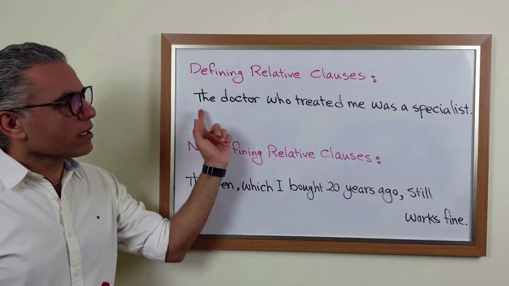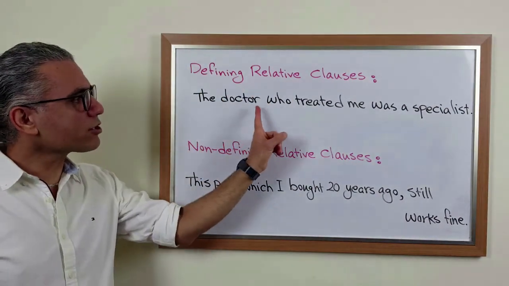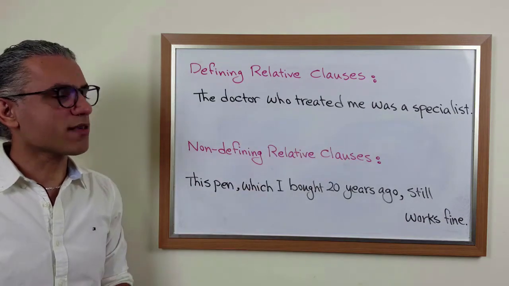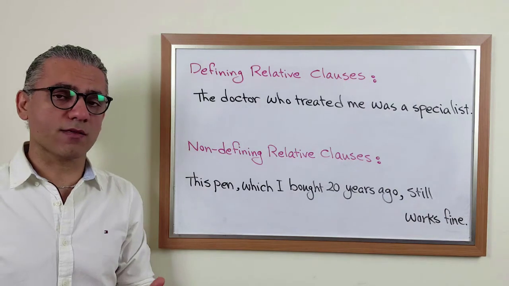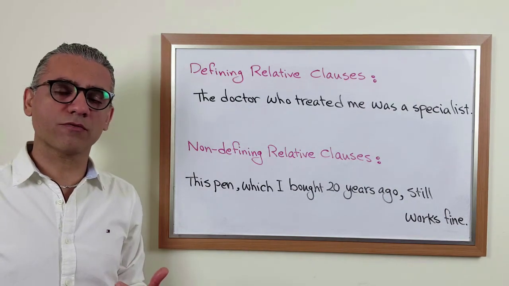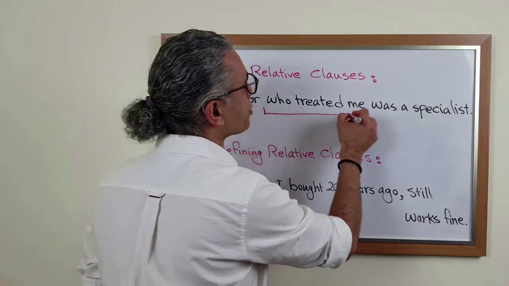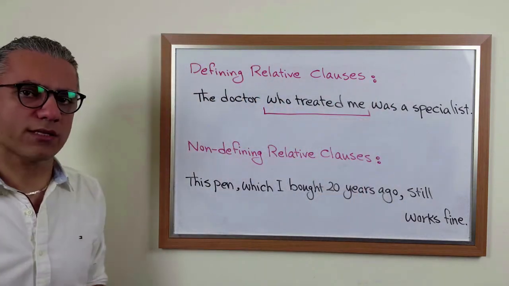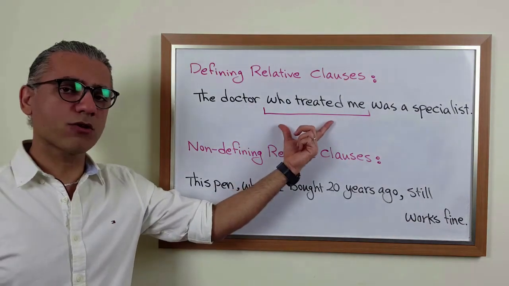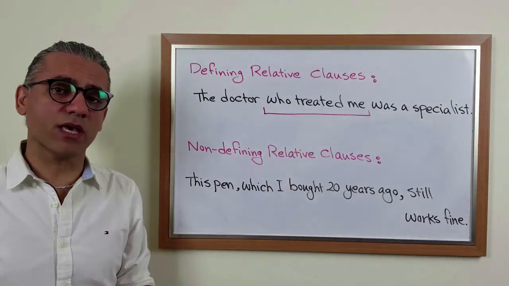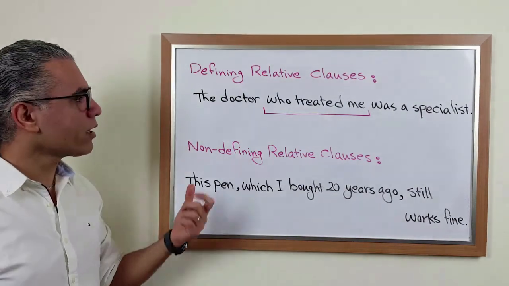The doctor, look at this example as a defining relative clause. The doctor who treated me was a specialist. If you want to find out if this is a non-defining or a defining relative clause, first you need to find it in the sentence. Who treated me? So this is your relative clause. Then you need to ask yourselves if this clause is giving me essential information or extra information.